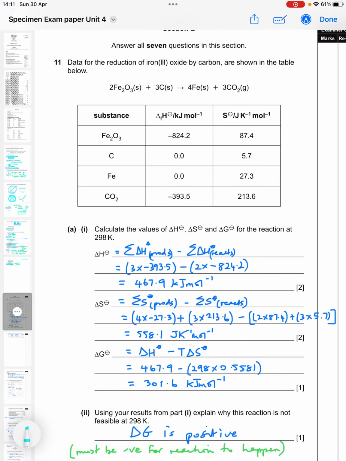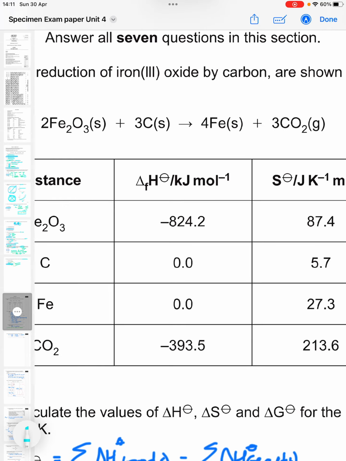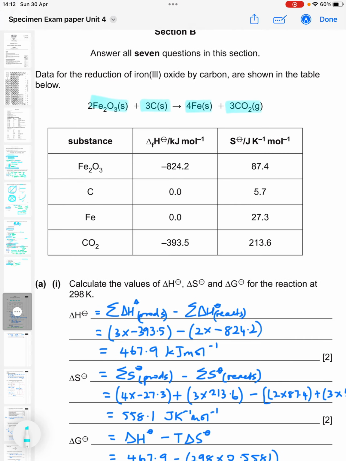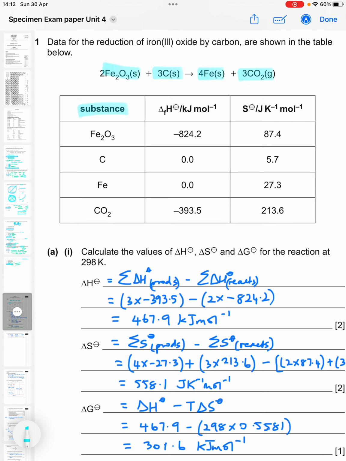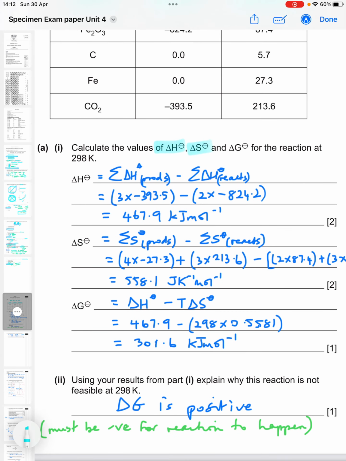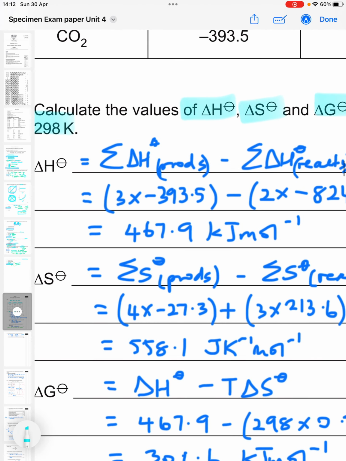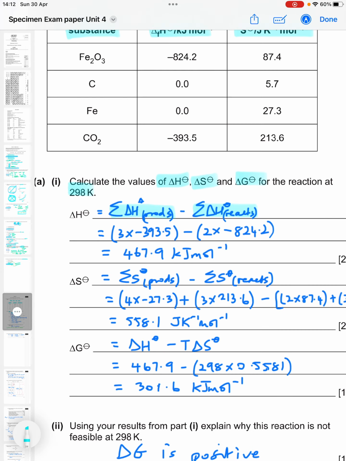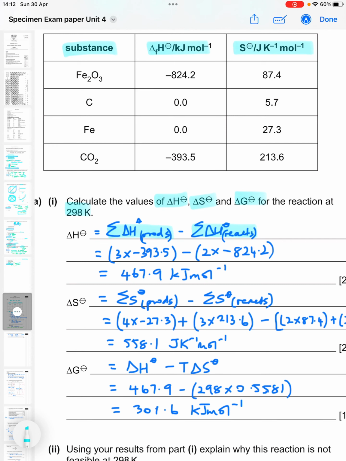Now, number 11, we've got data for the reduction of iron 3 oxide by carbon, which are shown in the table below. We've got an equation for it: 2Fe2O3 plus 3 carbon gives 4 iron and 3 CO2. So we've got the table here with the substances, the enthalpy of formation, and the entropy. Calculate values of delta H, delta S, and delta G for the reaction at 298 Kelvin. So delta H, you're looking at the sum of the enthalpy of formation of the products, take away the sum of the enthalpy of formation of the reactants.